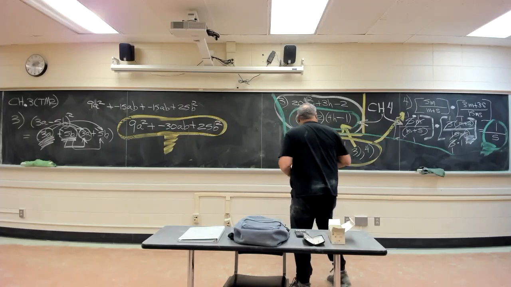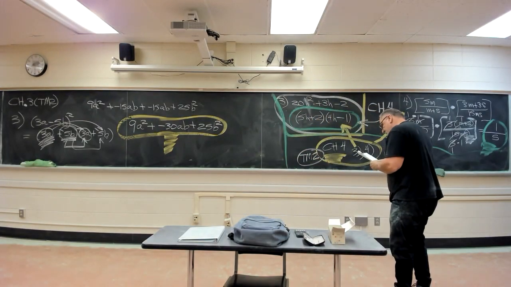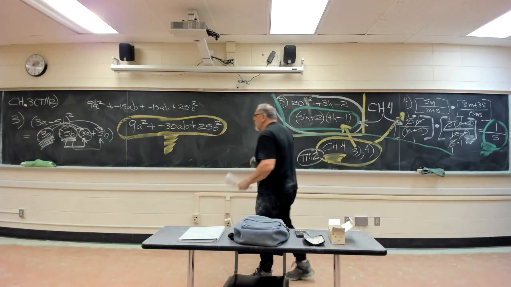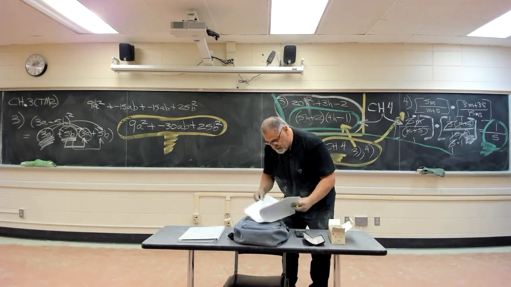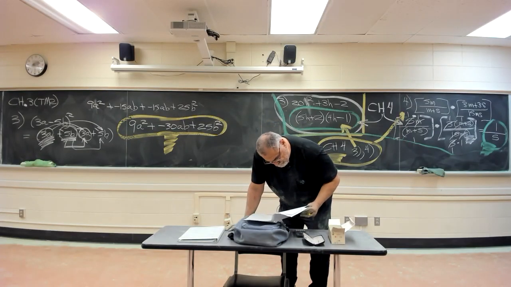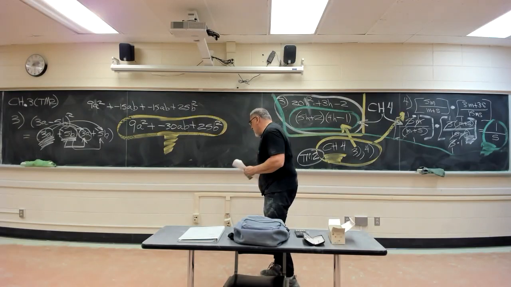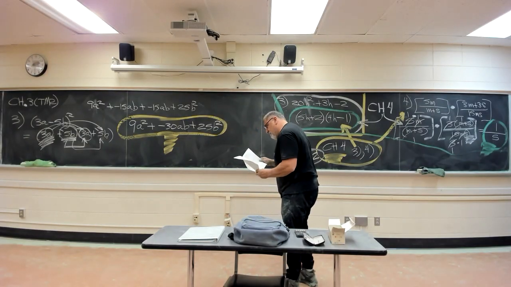Now we go to 4, and that's where these guys came in, chapter 4. Forgive me, no, we don't. We still have problem number 4 from chapter 3. So we got this right here. Let's just confirm this. This should not be a problem whatsoever, guys. 9a squared minus 30ab plus 25b squared. 9a squared plus negative 30ab plus 25b squared. That's it.